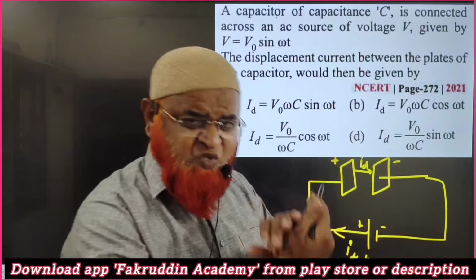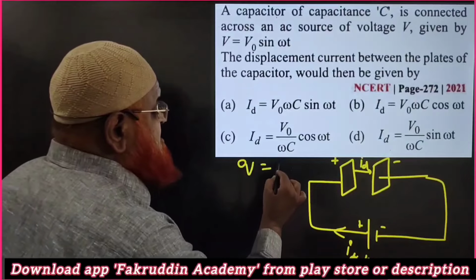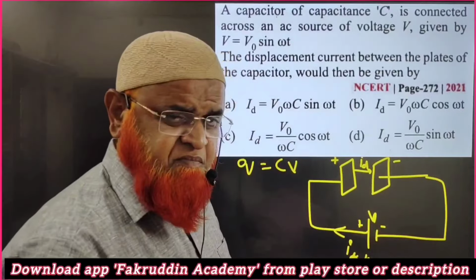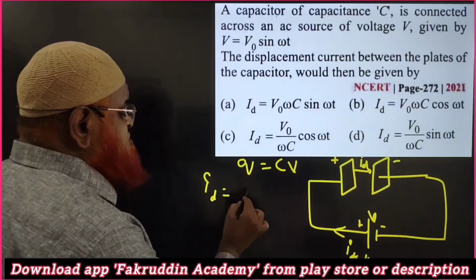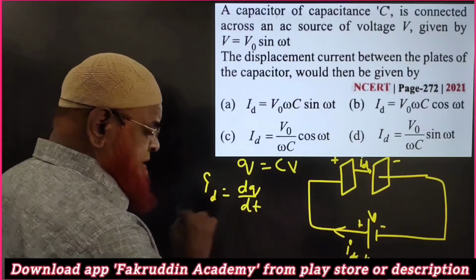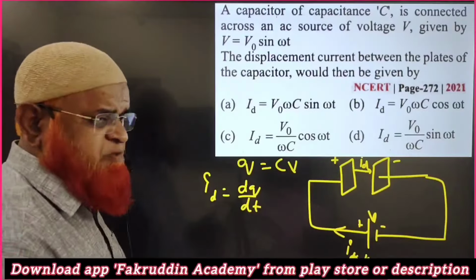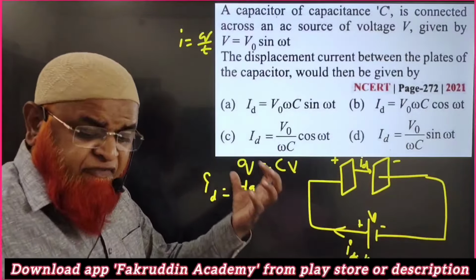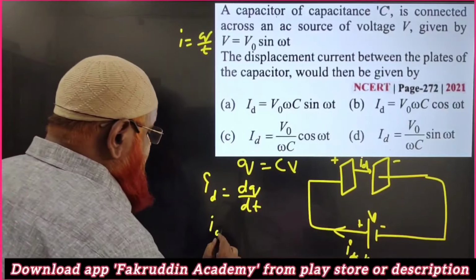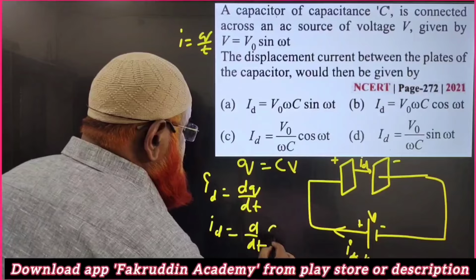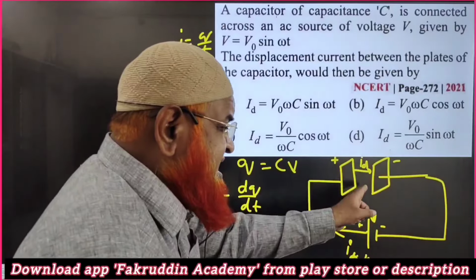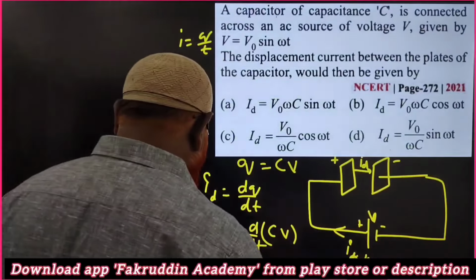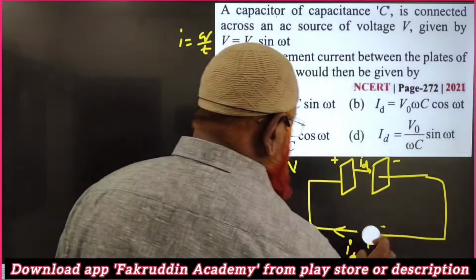And this is a concept of a capacitor. You all know in a capacitor, charge is equal to capacitance into potential difference, which is connected here. And drift current, if you want to find out, you have to write dq by dt. Differentiate charge with respect to time, because you all know I is equal to q by t. But here you write dq by dt, differentiation. And you write id is equal to d by dt of C into V. Capacitance is constant, whereas potential is changing.